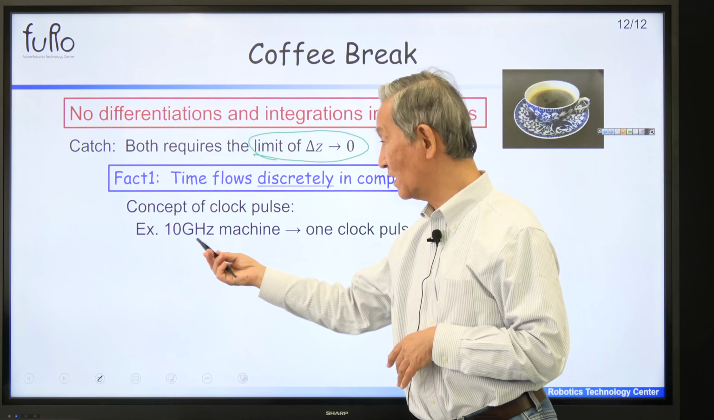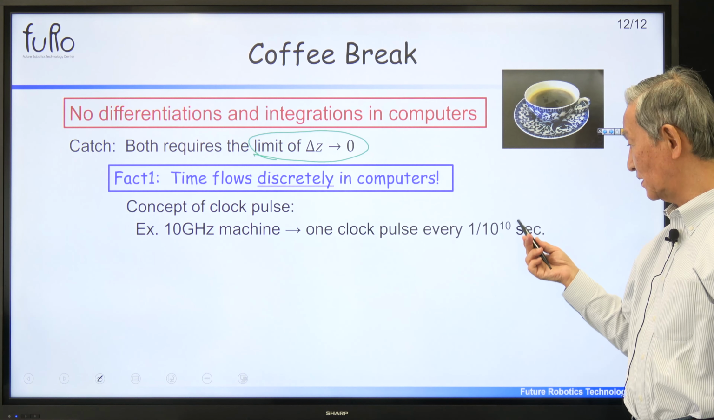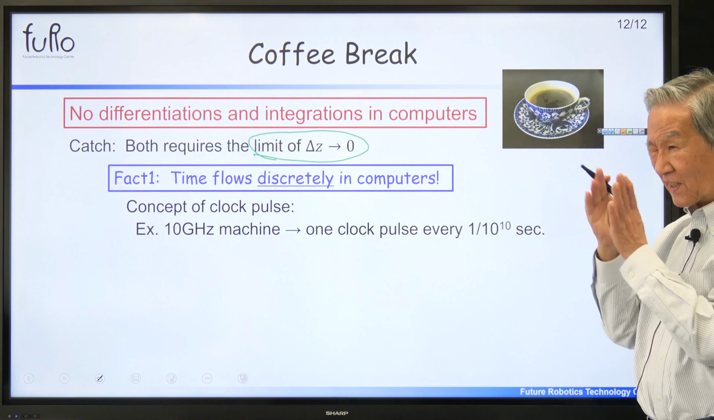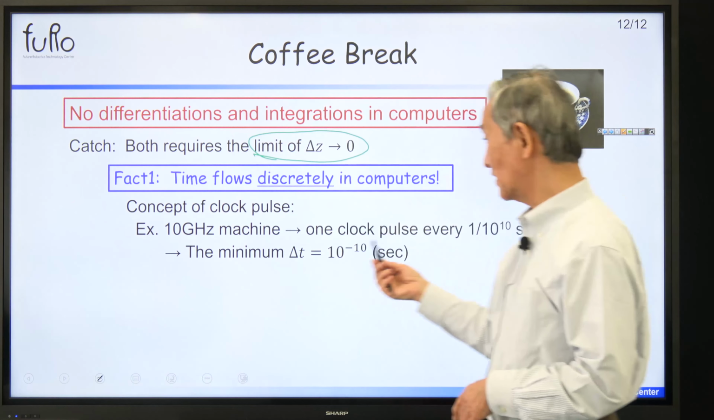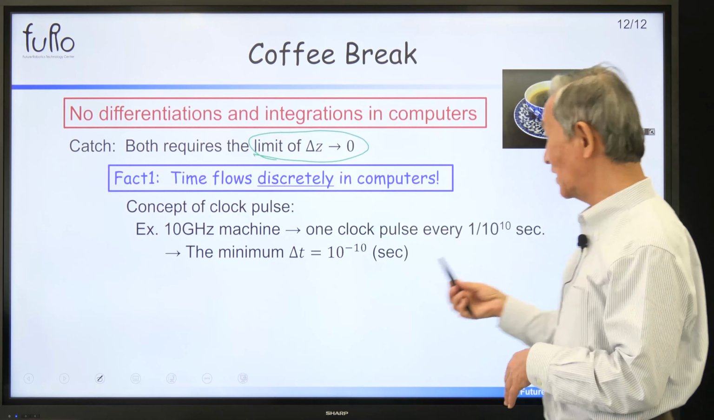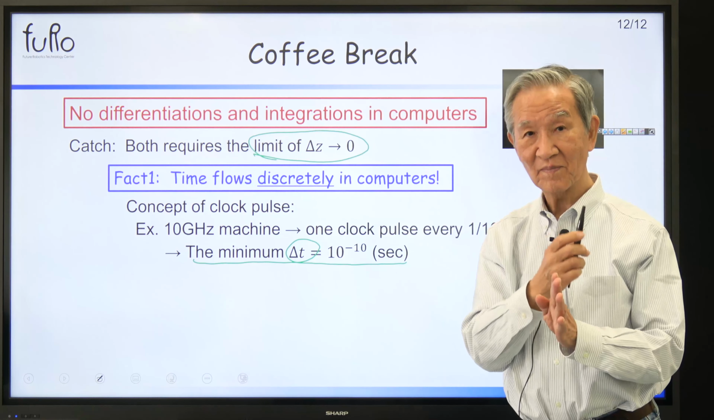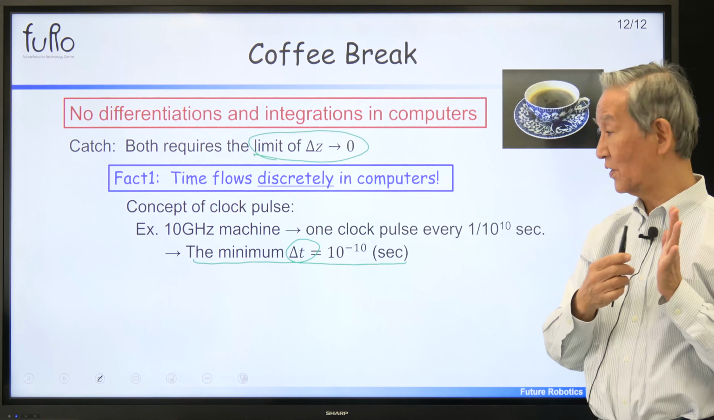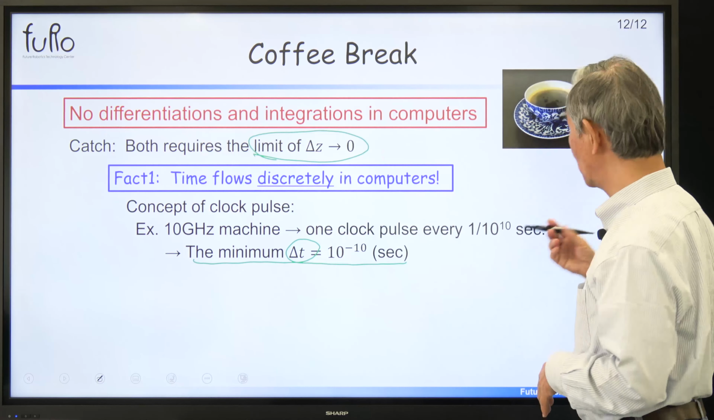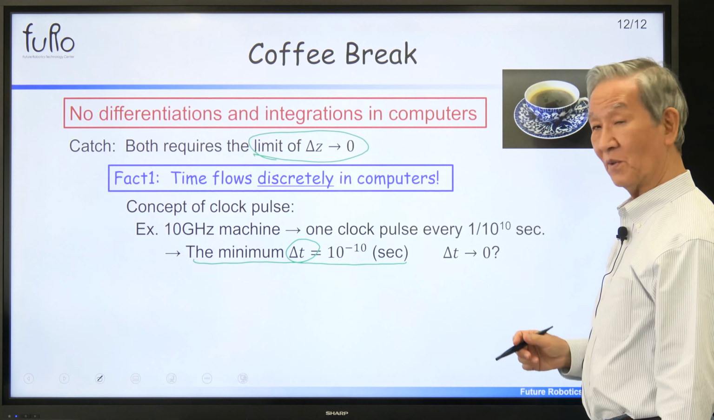Say, for example, a 10 gigahertz machine. One clock pulse every 1 over 10 to the 10th second. Tiny, tiny bitty. Well, in other words, what it tells you is that the minimum delta t is this clock pulse. Nothing can change, meaning that the delta t cannot be smaller than this one. This is the smallest value you can get. So, delta t goes to 0? Obviously not.